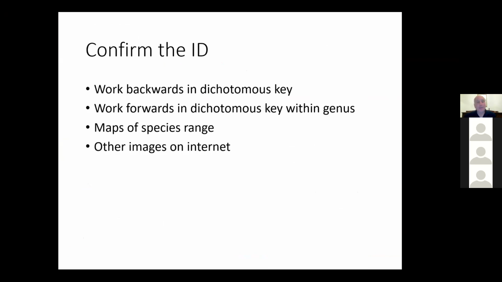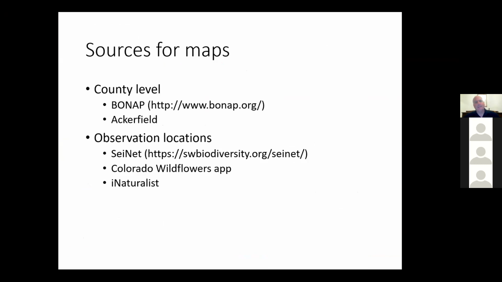So the other thing is to confirm the ID, work backwards in a dichotomous key, or forward if you know the genus. Also look at maps or other images. Real quick note on maps: BONAP is a good source for maps. Acrofield's a good source for maps at the county level, and then SCAN and that app we just looked at, and iNaturalist will have locations.